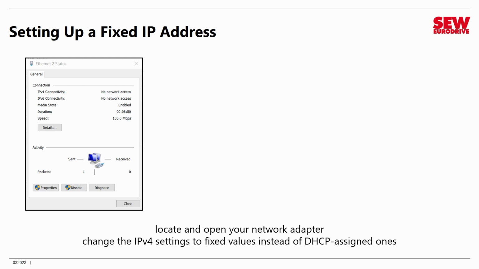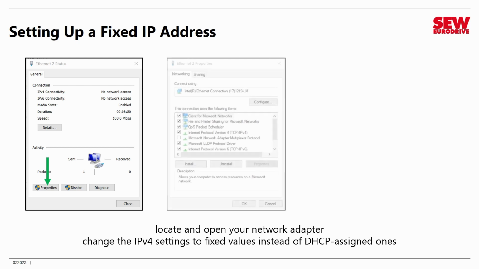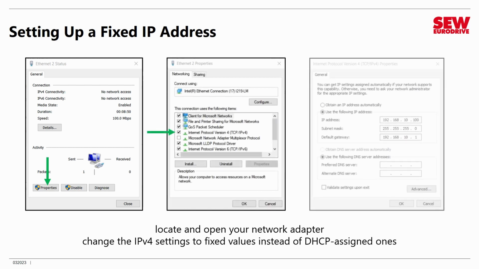You change the IP4 settings to fixed values instead of using DHCP, which automatically acquires an address. So you go in, you pick Internet Protocol version 4, you select its properties, and then you change from obtaining the IP address automatically to using a static IP address. Then you put in the IP address, the subnet mask, and the default gateway.